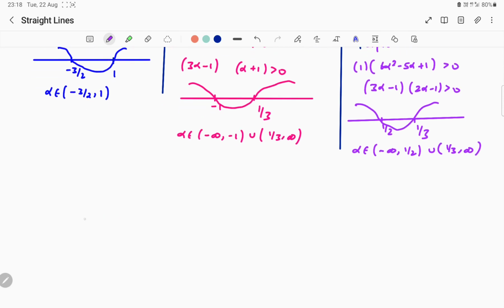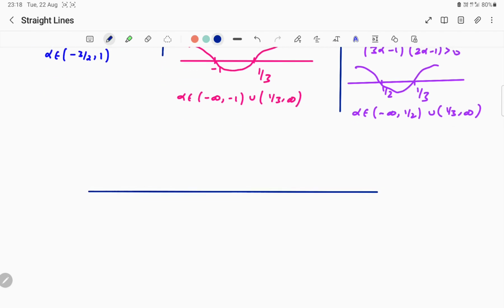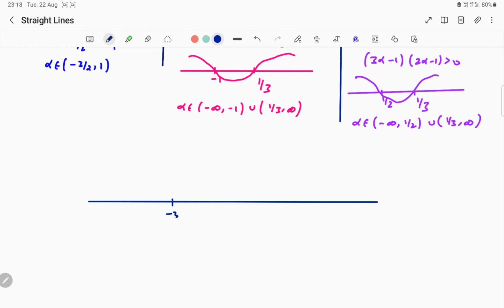Now between the cases, what we should do, we should take the intersection, isn't it? So mark the roots again on a number line. Okay, and plot. So somewhere minus 3 by 2 is there, somewhere 1 is there, somewhere minus 1 is there, somewhere 1 by 3 is there, and somewhere 1 by 2 is there.